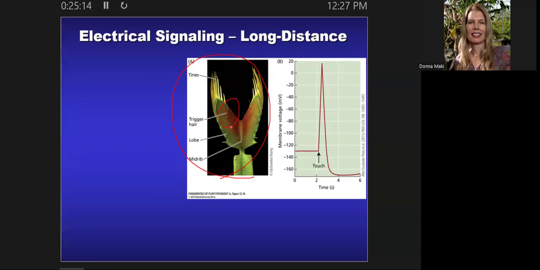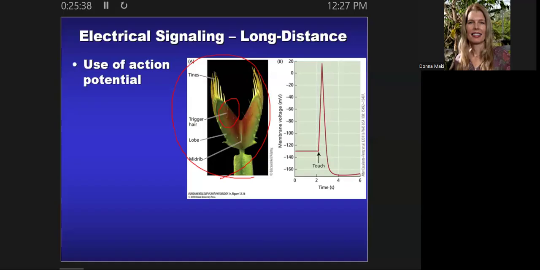And so this is one reason why they say plants can count, because the plant has to count two trigger hairs being touched in succession within, I think it's 10 to 20 seconds. And if that happens, they'll close. If that doesn't happen, they won't close. And so they're closing rapidly because of an action potential.